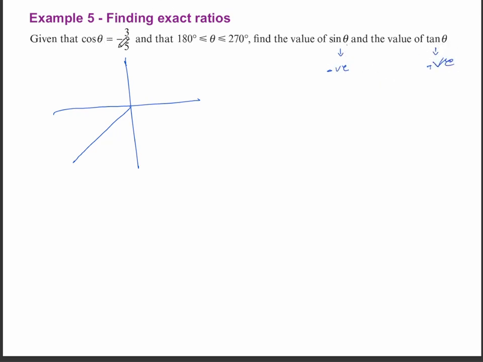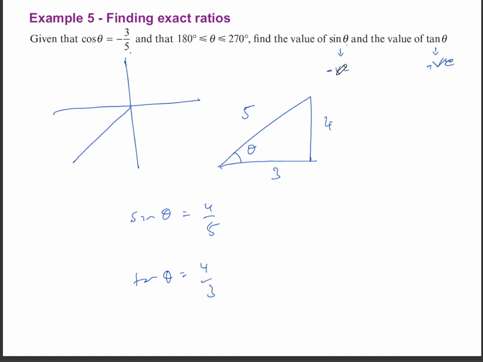And then what we can do is use the triangle fact. So if we have theta here, then adjacent over hypotenuse, so adjacent is 3, hypotenuse is 5, and if we do Pythagoras theorem, we'll get that the opposite is 4. And remember, sine theta is opposite over hypotenuse. So sine theta, the magnitude of it is going to be 4/5. Tan theta, the magnitude of it is going to be opposite over adjacent, which is 4/3. And since tan theta is positive, sine theta is negative, we get that this is going to become negative 4/5, while this is going to remain 4/3 positive.